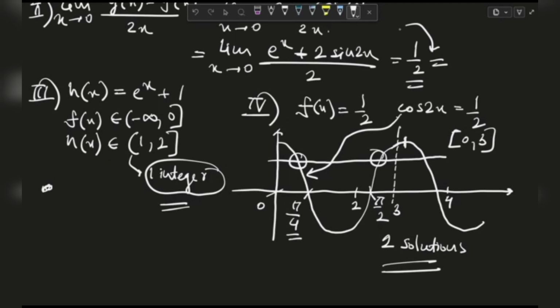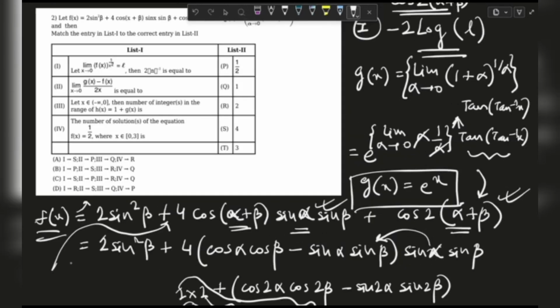So now I will look into which option is correct. I guess 1 will come out as S, 2 has come out as P, and 3 has come out as Q. Hx equal to 1 plus gx, yeah. Okay, not 2, I'm sorry. 3 is not 2, 3 is 1 solution. There was one integer, so 3 is Q. And for 4, it is 2, R. So S, P, Q, R. So option A is your correct option for this.